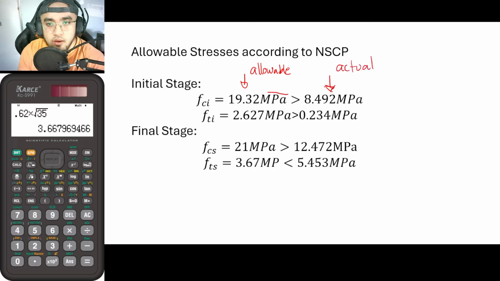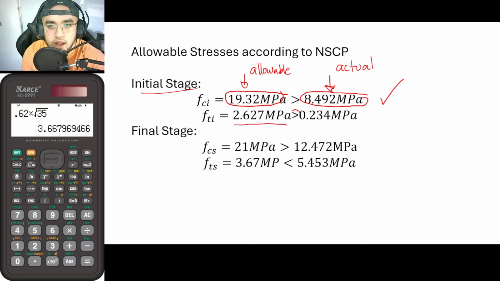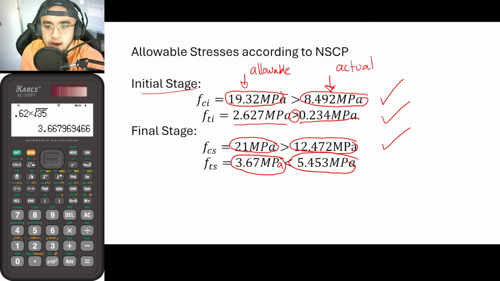Since the allowable is greater than the actual for the initial stage for compression, this has passed, meaning that it is adequate. And since the allowable here is greater than the actual, it is still adequate. For the final stage, since the allowable is also greater than the actual of 12.472, that is still adequate. But for the last one, since the allowable is 3.67 and the actual is 5.453, the actual is greater than the allowable, meaning that this is not adequate.